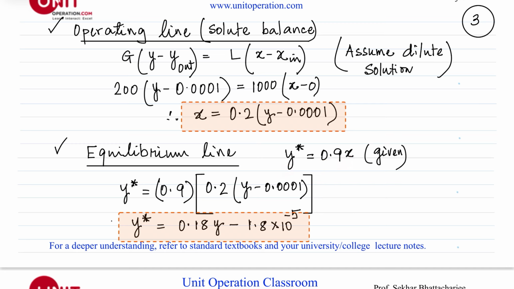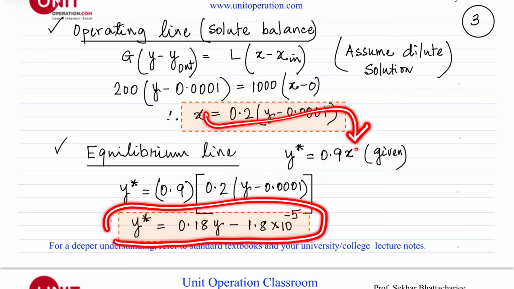And of course, for the x, we can substitute it here. Therefore, this is equal to y minus 0.1. So we can get, this is where we put the value of x. So we get y star is equal to this equation here.